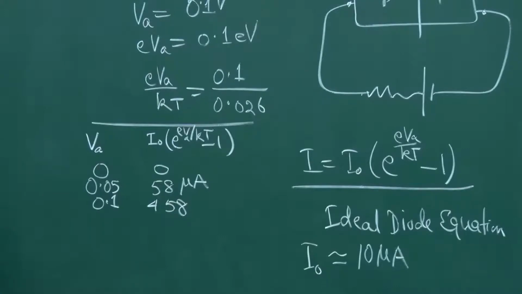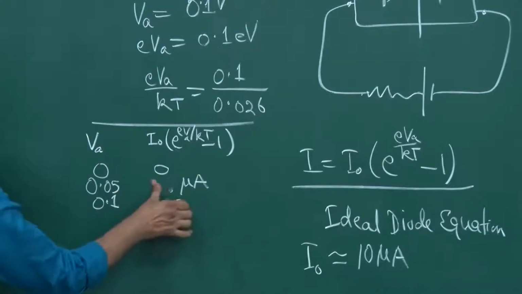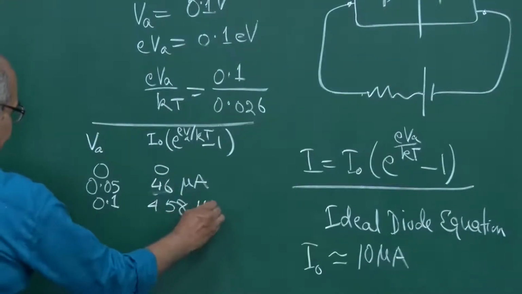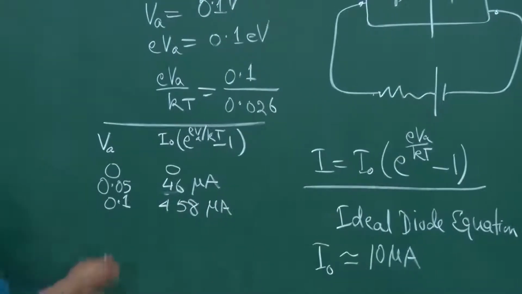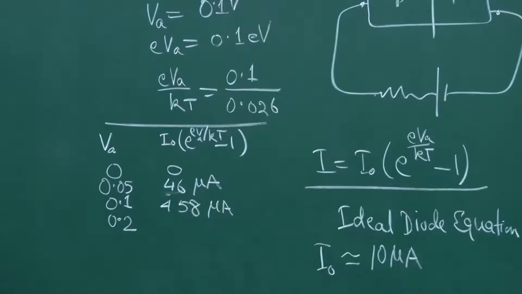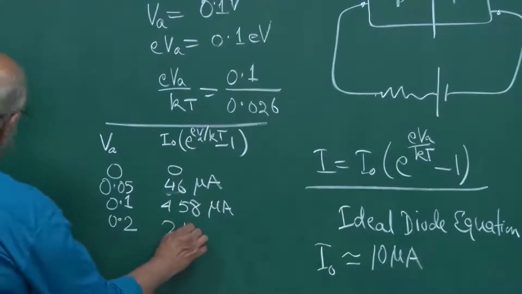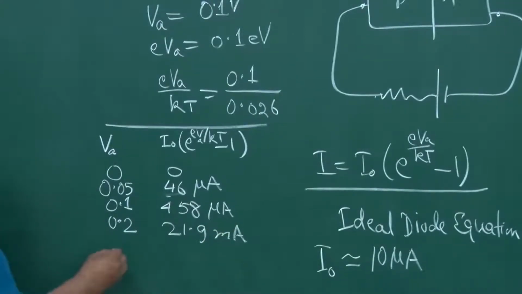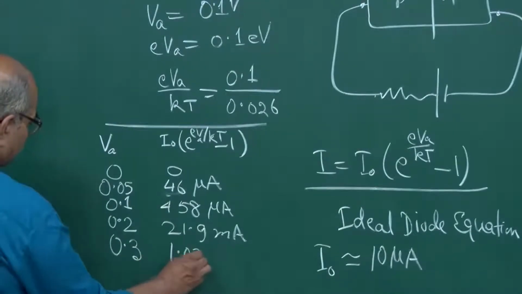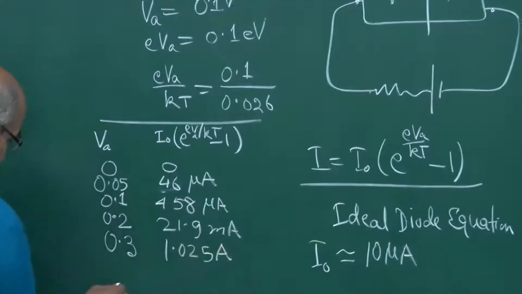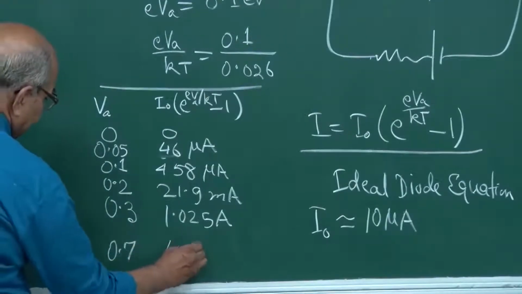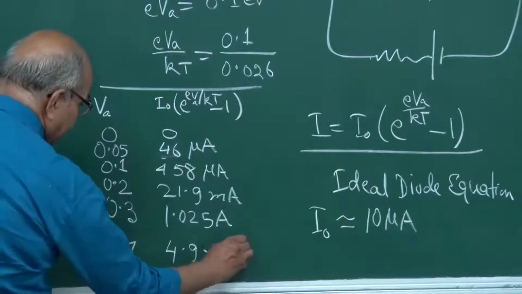This is 46. This is not 58. This is 46 microampere. This is 458 microampere. And if you take 0.2, applied voltage is 0.2, this is 21.9 milliamperes. And if you take 0.3, this number is 1.025 amperes. And if you take this as 0.7, then you have 4.9 into 10 power 6 ampere.